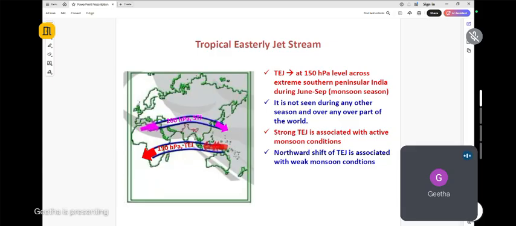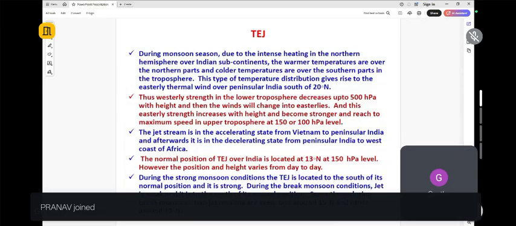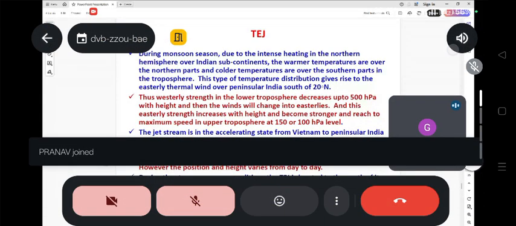So this is another important jet stream which we discussed in detail when we discussed the monsoon season. It is seen only during this season and it is not seen over any other part of the world. It is associated with active monsoon conditions, but during weak monsoon conditions, this jet will move northwards. It moves southwards during active monsoon conditions, northwards during weak monsoon conditions. These things are what we discussed during the monsoon season. I have put the same thing here just to recall.